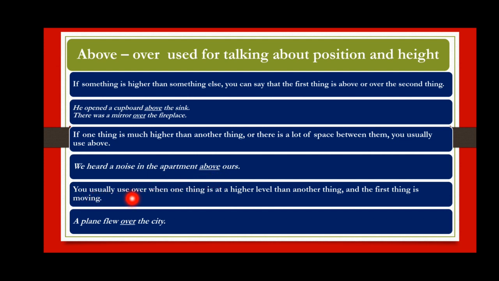You usually use over when one thing is at a higher level than another thing and the first thing is moving, right? When the first thing is moving at a higher position, we usually use over. For example, a plane flew over the city. So we use over when something is moving.